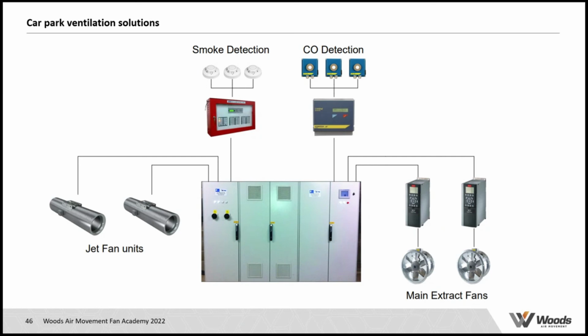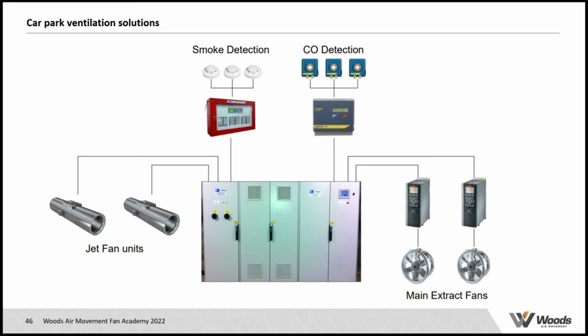You obviously need smoke detection. When it's a Section 10 compliant system, then you need an addressable system because you need to understand where the fire is located. But also for a smoke clearance system, you often need to have it in place to trigger the system into smoke clearance mode. And on the left-hand side, you see the jet fan.